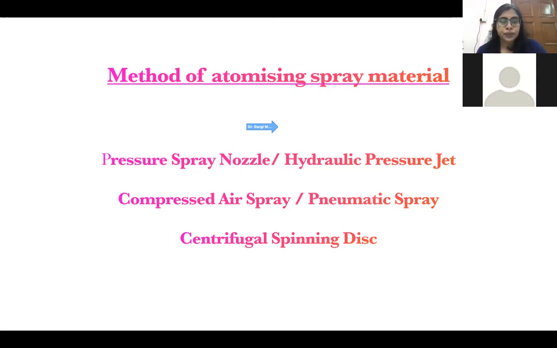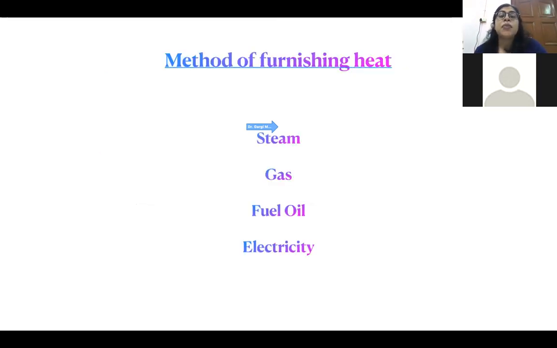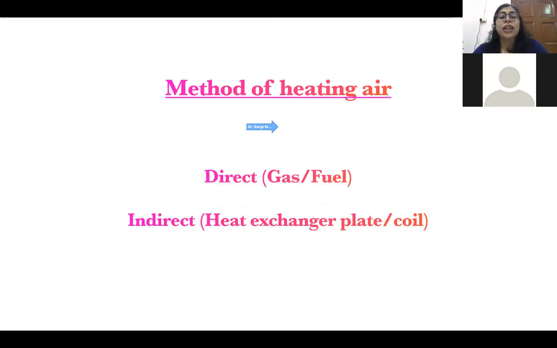Yes, ma'am. Okay. Then comes method of furnishing heat. What is under method of furnishing heat? The source of heat generation for heating the air. It can be either steam or gas or fuel oil or electricity. I guess there is no confusion in this. Any confusion? No. Okay. Next, method of heating air. The previous one was source of heat, the variation in the type of spray drying technique based on the source of heat.